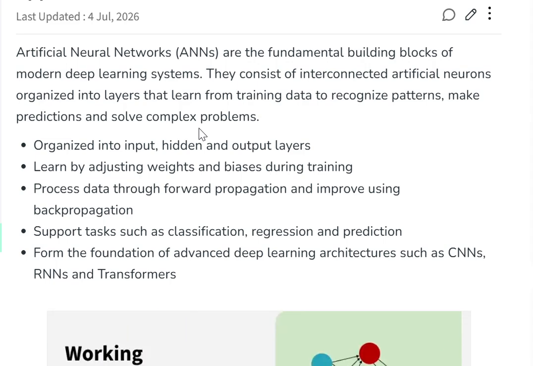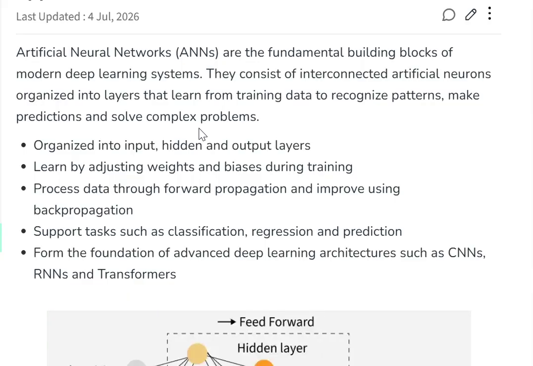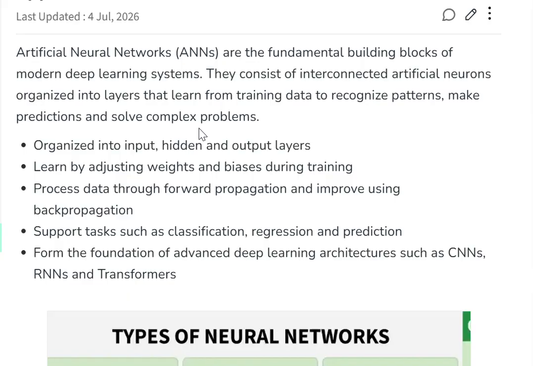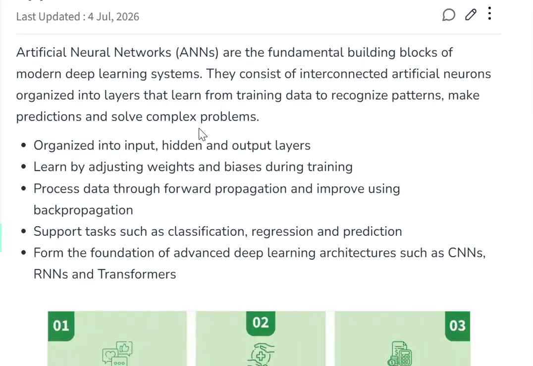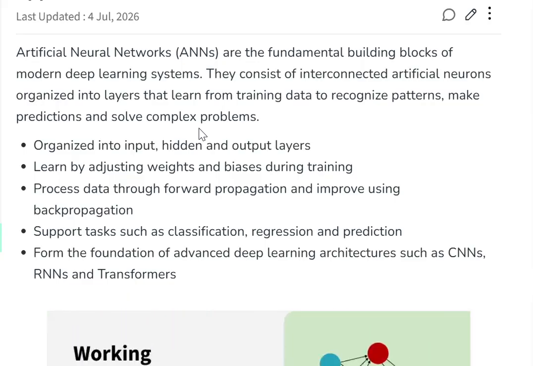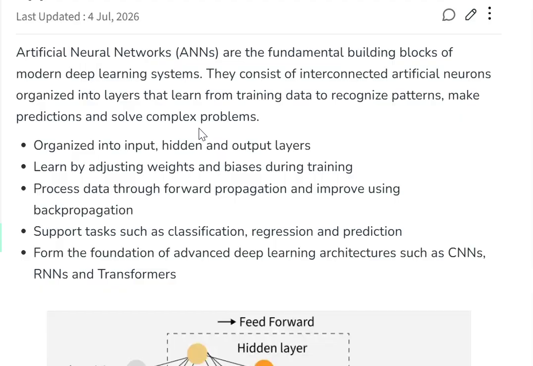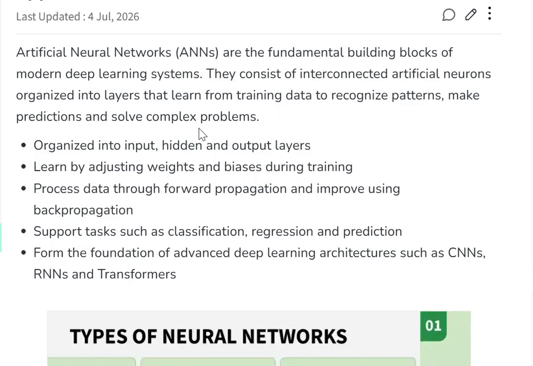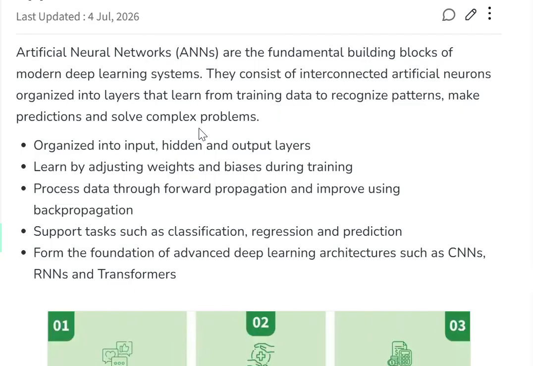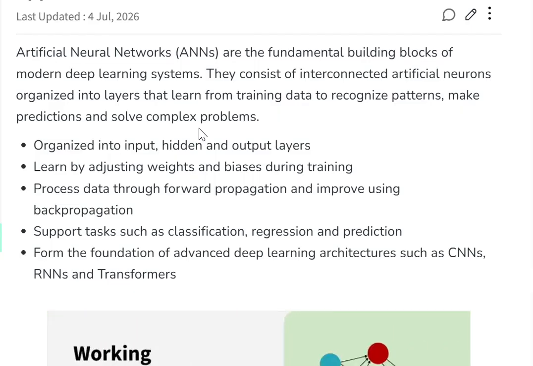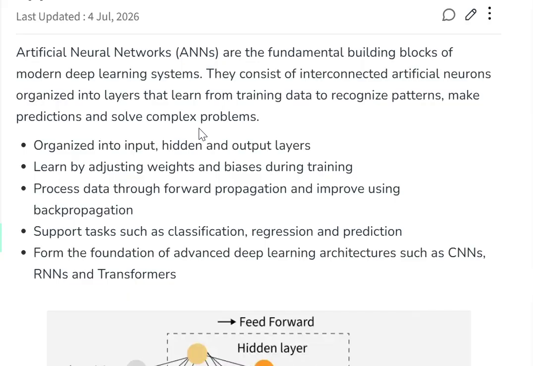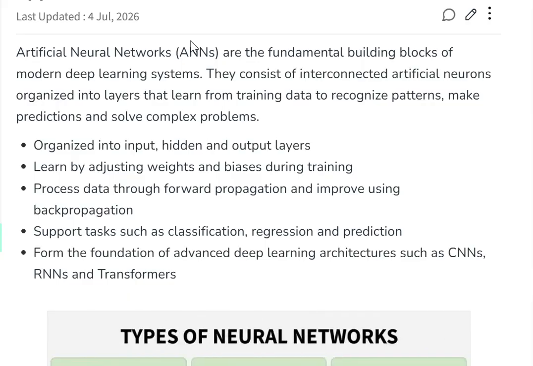An ANN is organized into input, hidden, and output layers. By adjusting weights and biases during training, it processes data through forward propagation and improves using back propagation. Forward propagation means your data is sent in the forward direction, and backward propagation means your data in the perceptron is sent backwards, like, say, through multiple hidden layers. So first is the first hidden layer, and the second is the second layer too.